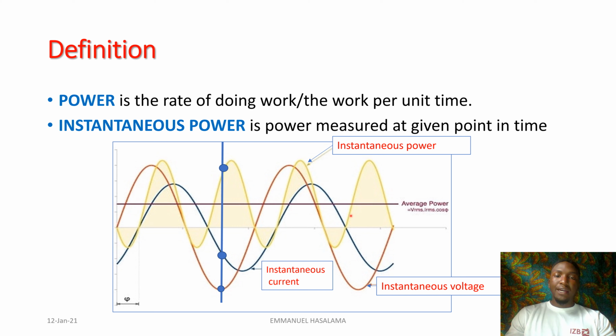So below here I have three waveforms of current, voltage, and power. The red one represents voltage, the blue one represents current, and the other one represents instantaneous power, which is this graph here. I have a blue line here, which has 3 points. These points are representing current, voltage, and power at this instant. So this point is representing voltage at this particular point in time, and the value of current at this particular point in time is this here.